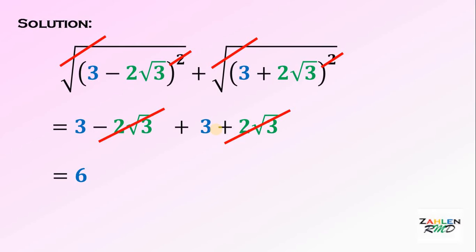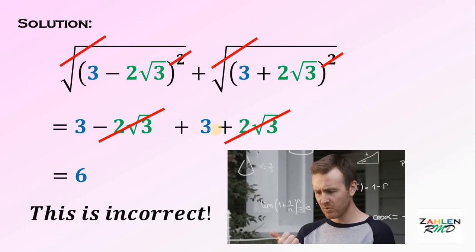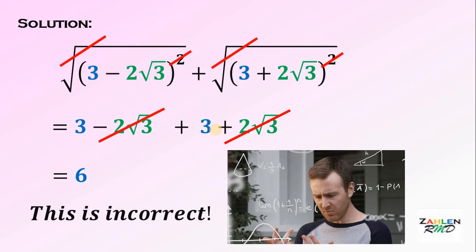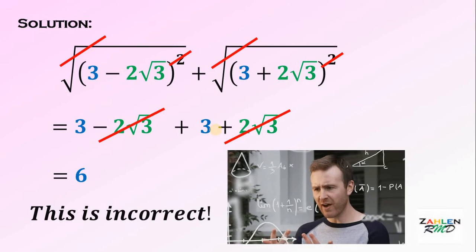And yay, we're done. But 6 is incorrect. 6 is not the answer. This 6 is incorrect. The question is, why? What's wrong in our solution? Where's the mistake? Why is 6 incorrect? Now, here's the main reason.